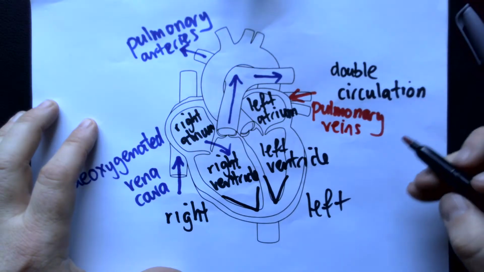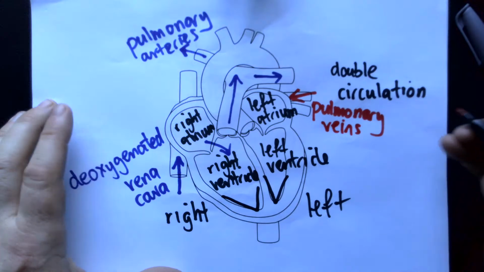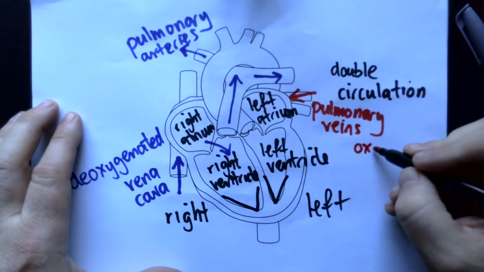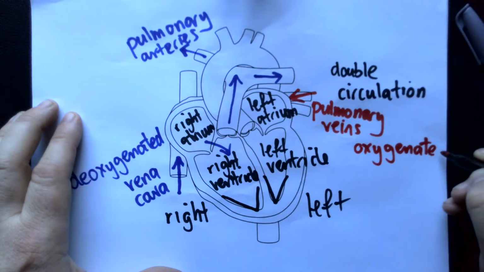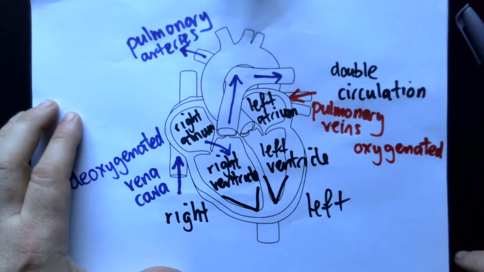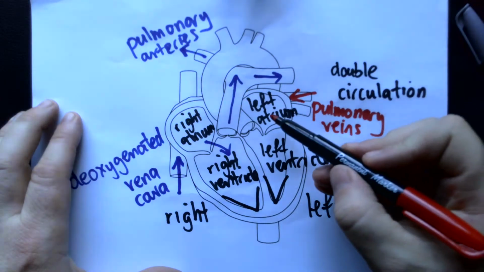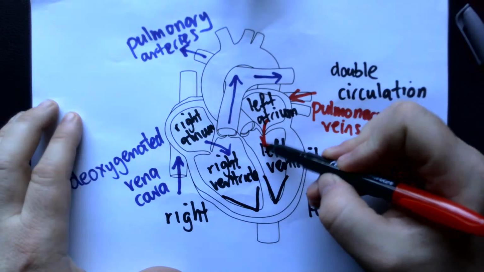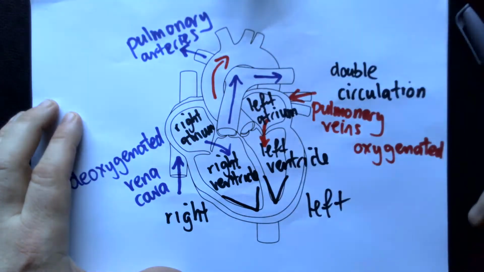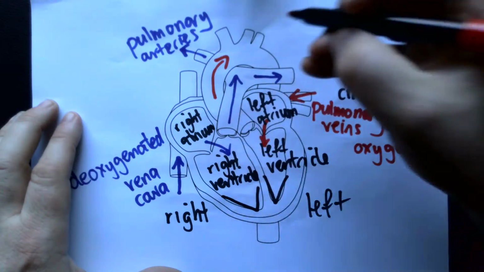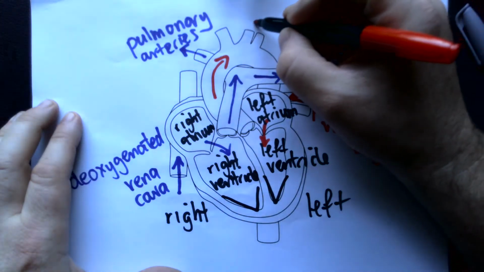Blood travels back to the heart in the pulmonary veins. And again, we'll put in here oxygenated. The blood is rich with oxygen, oxygenated. Okay. And then it goes into the left atrium. From there, it goes into the left ventricle. From there, it gets pumped out this monster blood vessel here. And this goes out to the body. So this is called the aorta.